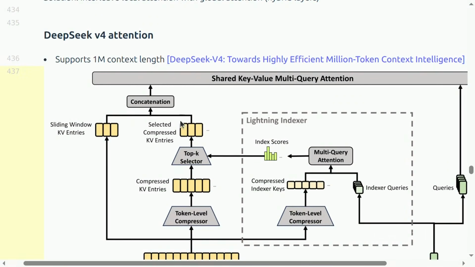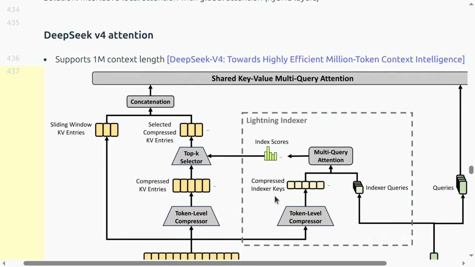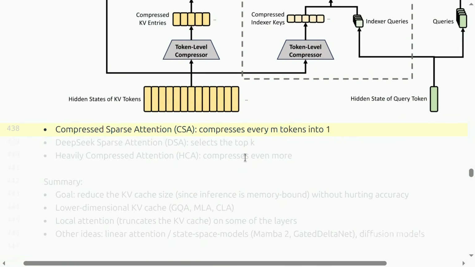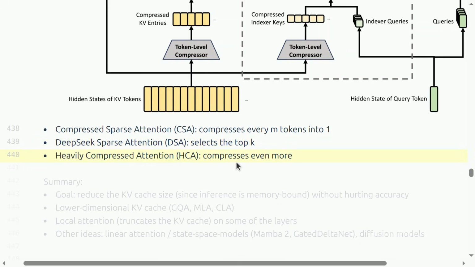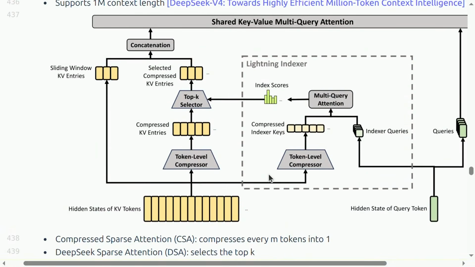Just highlight this. DeepSeek continues to innovate different types of attention mechanisms. Remember, they came up with multi-latent attention, which compresses the key values. Now they have compressed sparse attention, DeepSeek sparse attention, and heavily compressed attention. I never remember all these acronyms and what they mean, but let's look at this diagram.